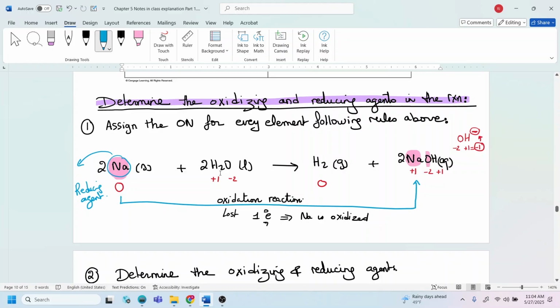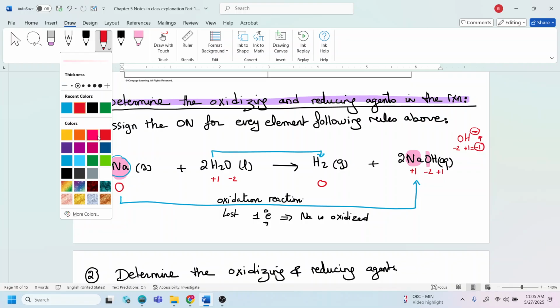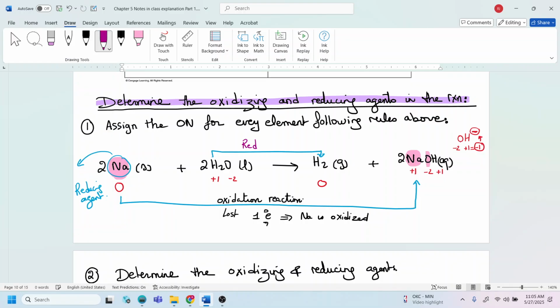And now I need to look for the reduction reaction. Who is gaining? I still have oxygens and hydrogens, and you can choose any of them. Here it's obvious. I'm not going to go with the oxygen because the oxygen did not change. See, it's -2, -2, did not change. But the hydrogen did. It was +1, and it gained an electron and became 0. So this one is going to be my reduction reaction, where I can say that the hydrogen is gaining 1 electron.